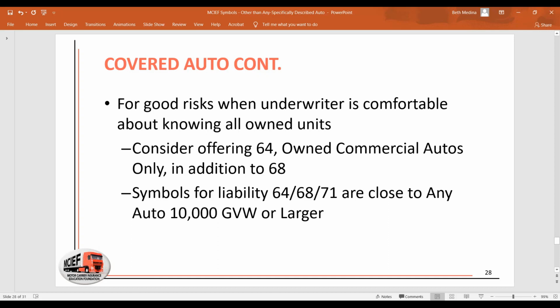So for a good risk, what underwriter is comfortable about knowing all owned autos, meaning inspection? They don't use owner operators. We have the financial statement. They don't 1099 any. They say they don't use owner operators. You would not want to use symbol 62. You would want to use symbol 64, owned commercial autos only, to be added to hired autos. And so that's the answer to that.